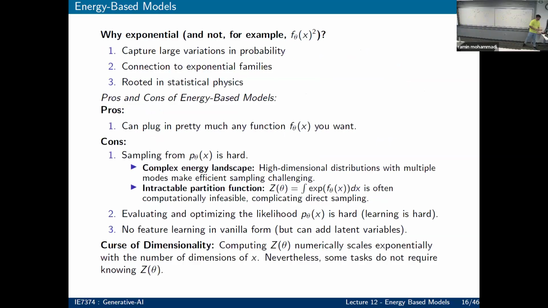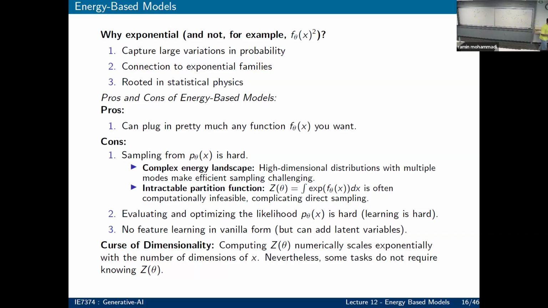Now, why do we use an exponential? Why are we not just putting in a square value? It's to capture the variation, larger variation, and to connect it to exponential families. It just has some roots in statistical physics. So these are some reasons why here we have an exponential and not f squared. Okay, so it's just for simplicity.